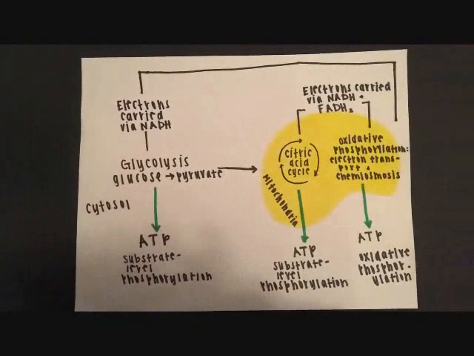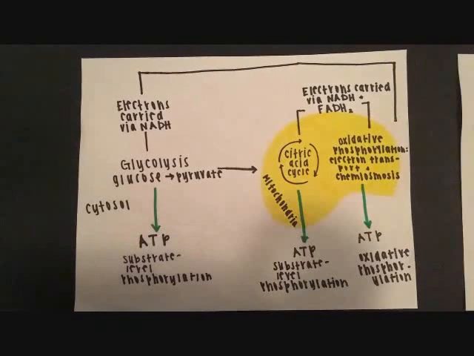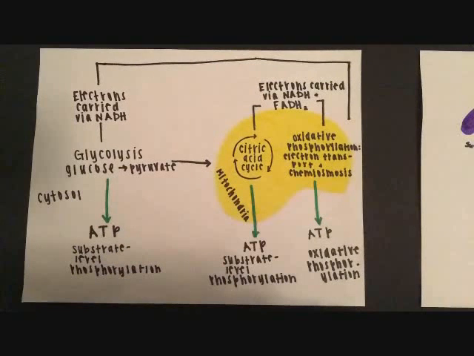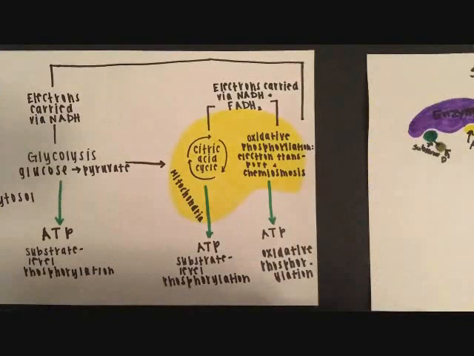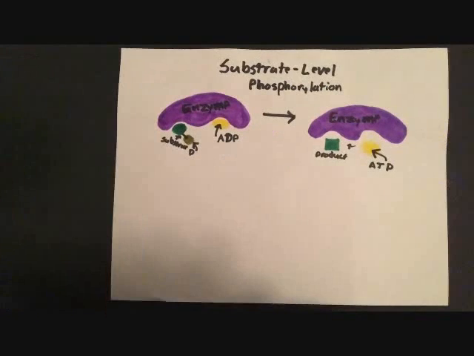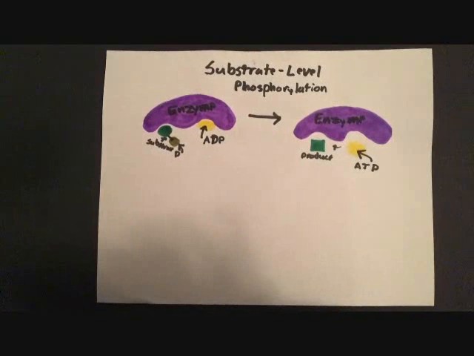This diagram is an overview of cellular respiration with glycolysis taking place in the cytosol, the citric acid cycle and electron transport chain taking place in the mitochondria. Glycolysis and the citric acid cycle both undergo substrate level phosphorylation, while the electron transport chain undergoes oxidative phosphorylation. Substrate level phosphorylation is where some ATP is made by direct transfer of a phosphate group from an organic substrate to ADP by an enzyme.